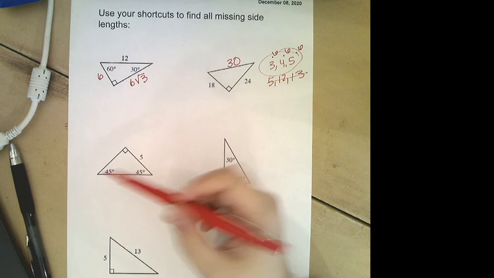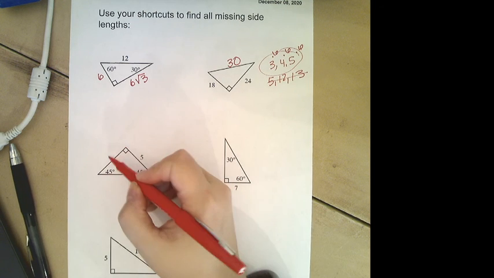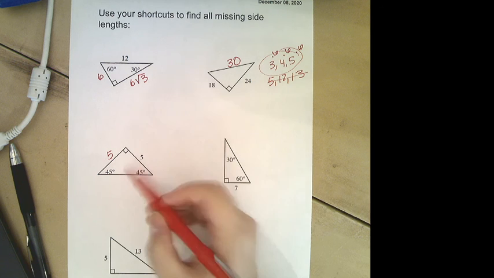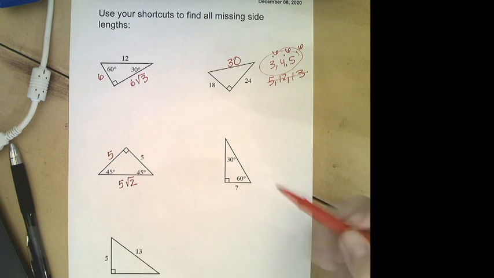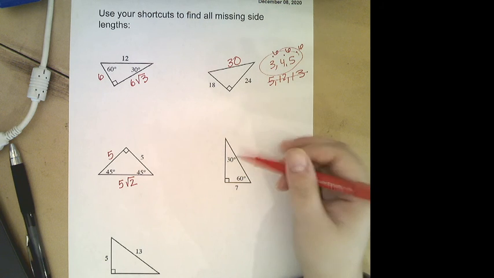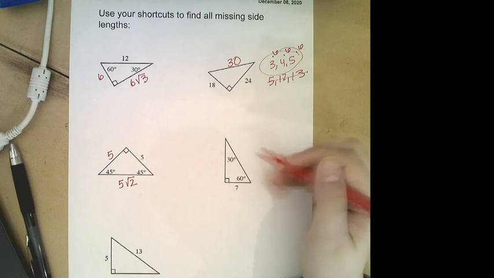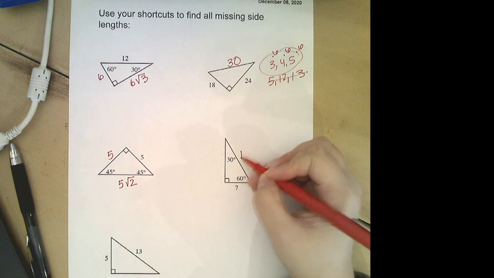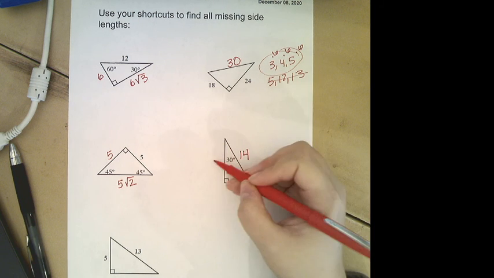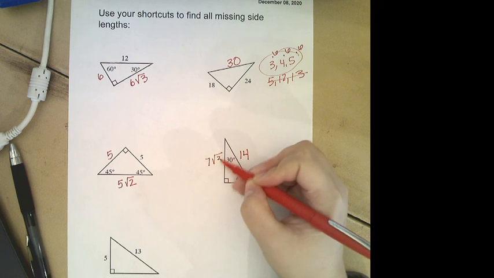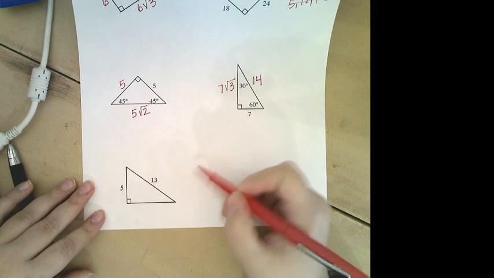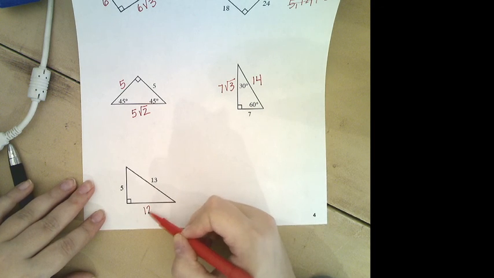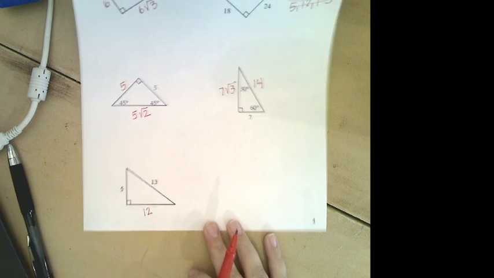Our next triangle should be a 45, 45, 90. So our two legs are the same. Our hypotenuse is our leg root 2. Our next one is our 30, 60, 90. We know the short side is 7. So our hypotenuse is double that. And our long side is 7 root 3. And then our last triangle is a Pythagorean triple. It is actually one of our originals. So we have a 5, 12, 13.